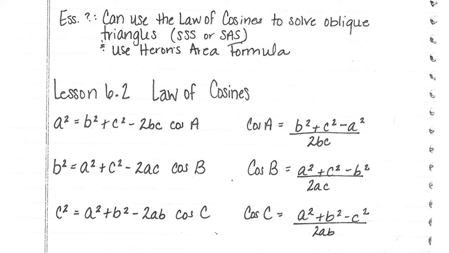All right, Precalc, here we go, working into lesson 6-2. We're working with the law of cosines now. Our essential question today is, can you use the law of cosines to solve oblique triangles with side, side, side, or side, angle, side? What is an oblique triangle? Remember that oblique triangles are triangles that have no right angles. So that is a word that you will want to be familiar with, oblique triangles.